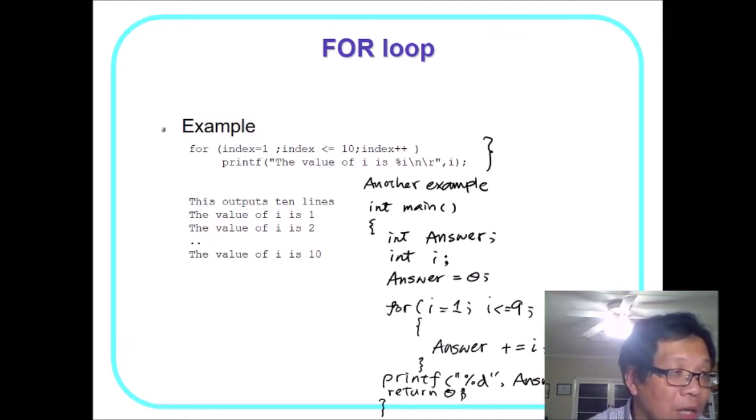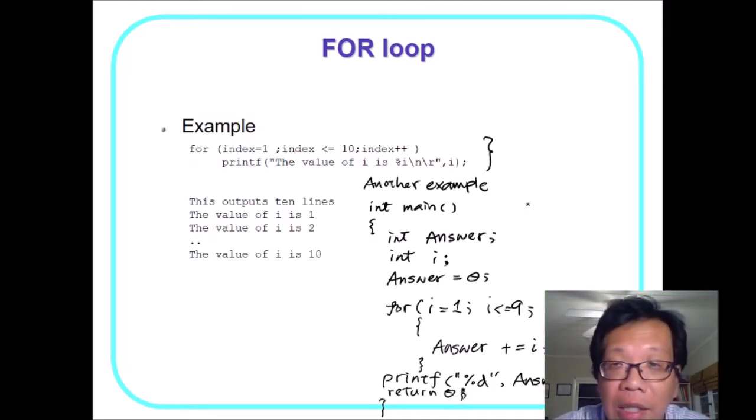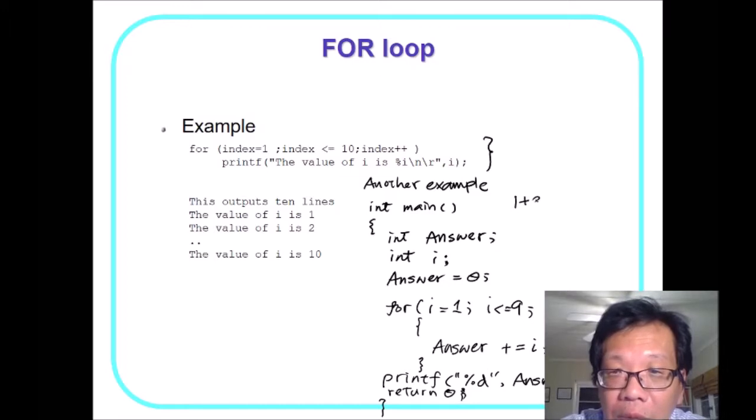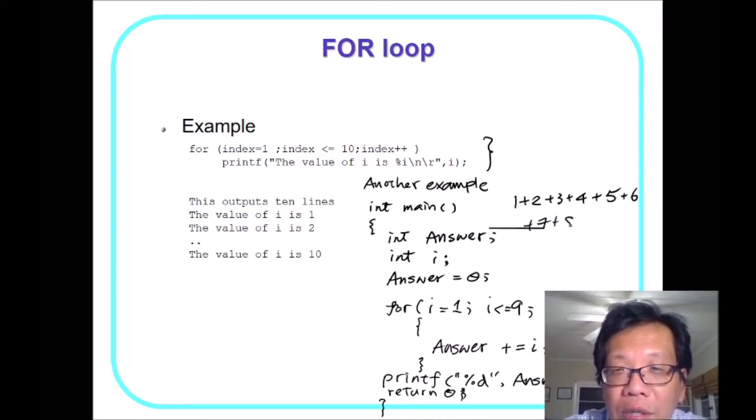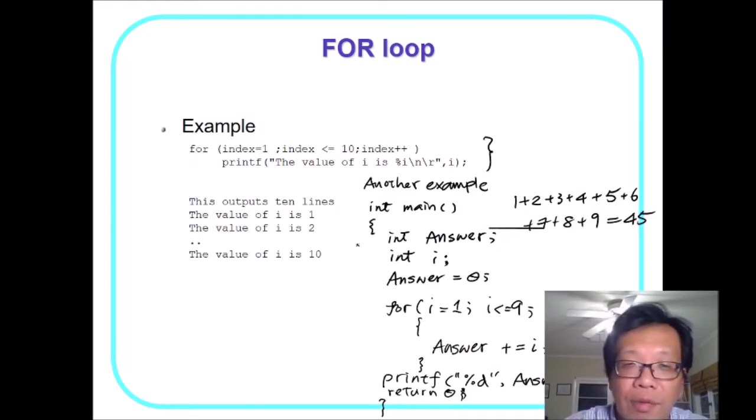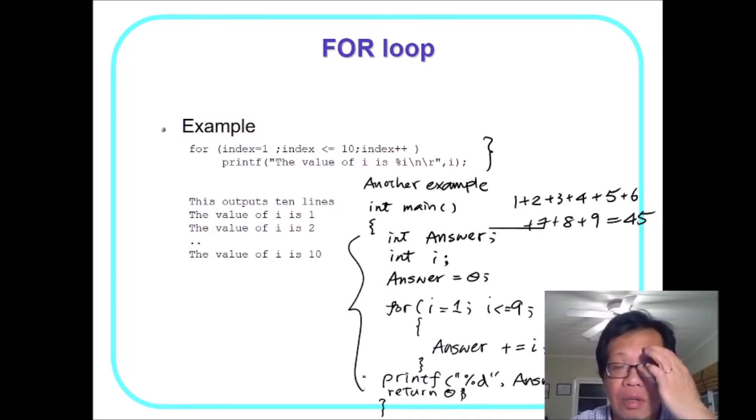So what does this actually mean? It means it's going to be 1 plus 2 plus 3 plus 4 plus 5 plus 6 plus 7 plus 8 plus 9. So you might know that the number is going to be 45. After we run this part, the monitor is going to show that the answer is actually 45. So you can try this code in your Code::Blocks and you should be able to see the result.